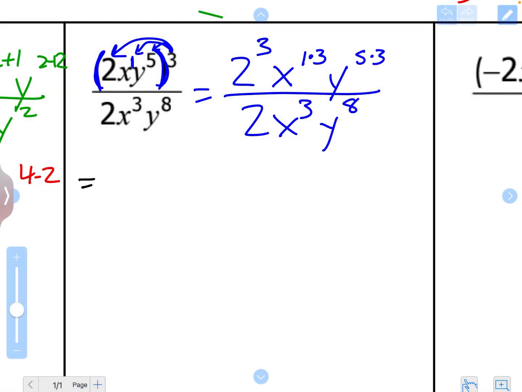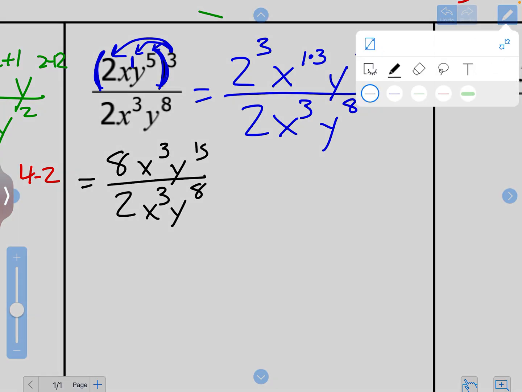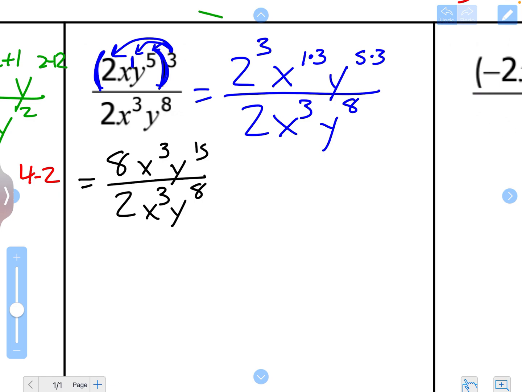So now let's do that math. 2 to the 3rd is 8. I get x to the 3rd, y to the 15th, and then again, I'm just going to rewrite the bottom: 2x to the 3rd, y to the 8th. Now, I do not have any multiplication, so I can simply go straight to divide.